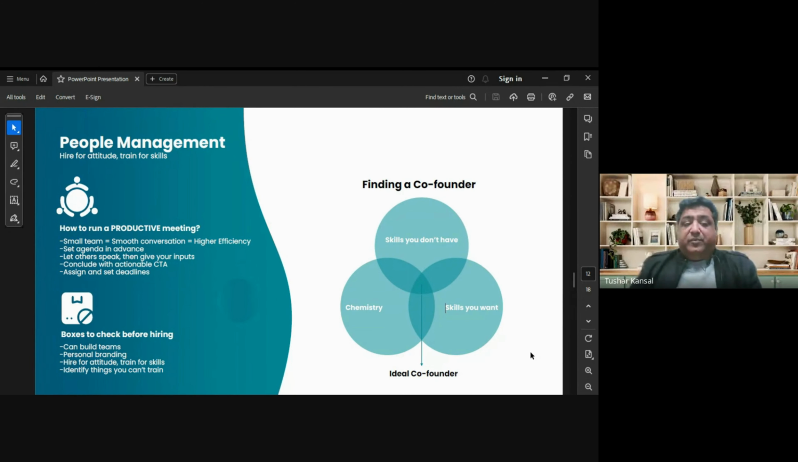Now, how to run a productive meeting? Meetings should always be run between fewer people. The fewer the number of people in the meeting, the better the meeting will be. Jeff Bezos of Amazon says the total number of people in a meeting should be sufficed by 2 pizzas. If 2 pizzas are enough for those people, it means the number of people is fine.